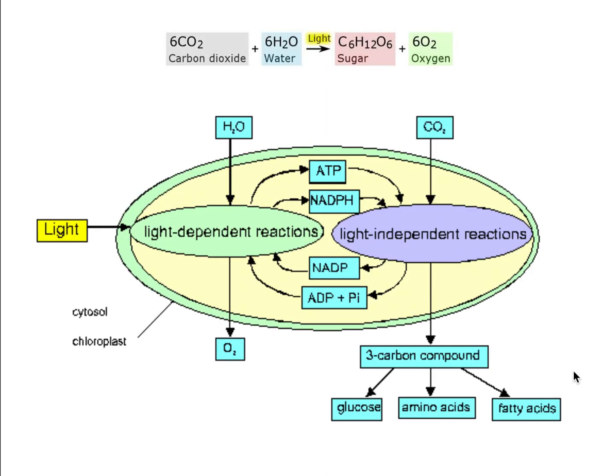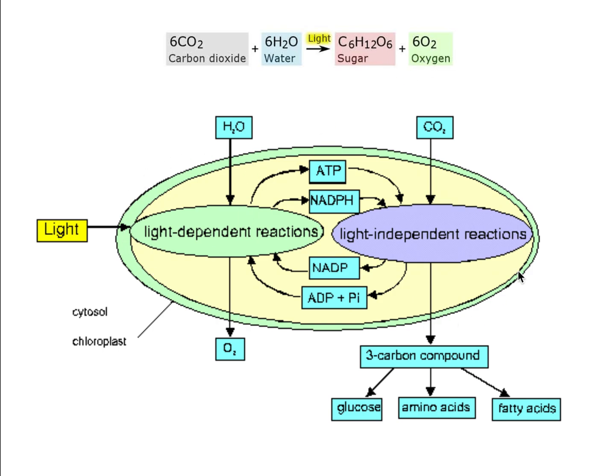Okay, so now we're going to get into photosynthesis. This picture has a little bit more detail than you need, but what I like about it is that it's all in one place. So the main thing you need to know is this equation up here. Carbon dioxide plus water plus light is going to create sugar and oxygen. This happens through two steps.